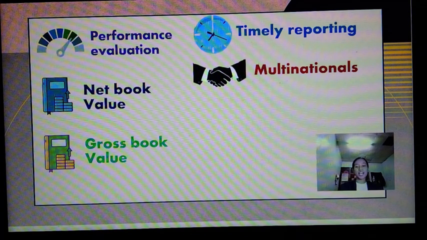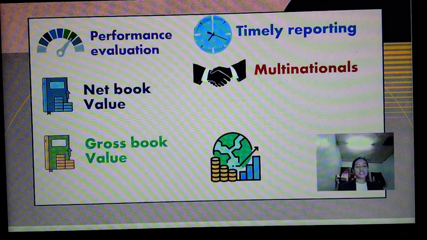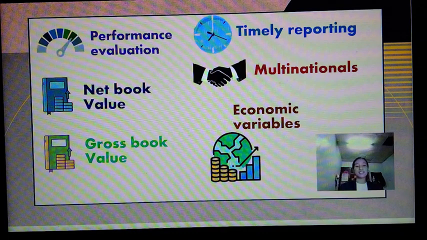Fifth, multinationals. These are companies that operate in several countries. And sixth, economic variables. These include currency restrictions, taxes, transfer prices, capital markets, and inflation.